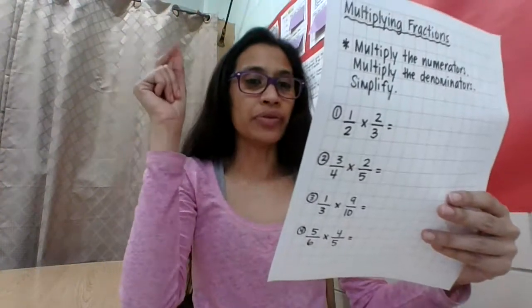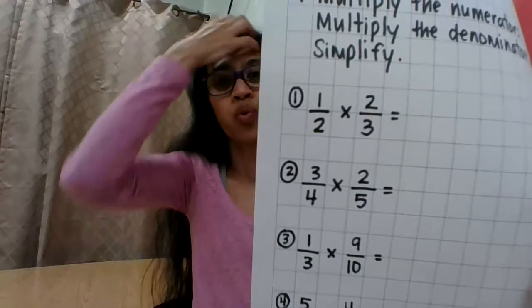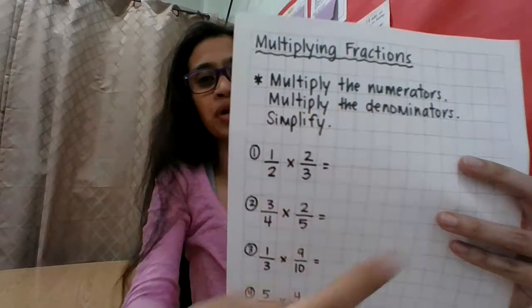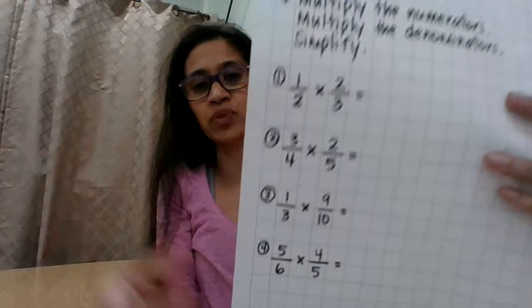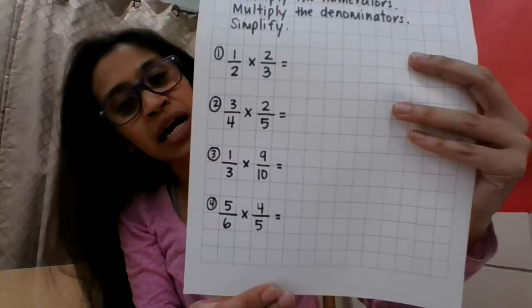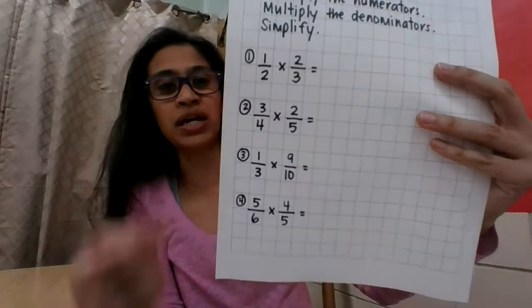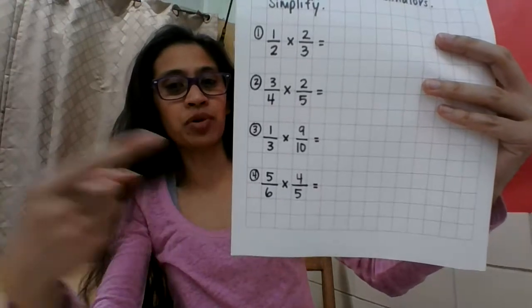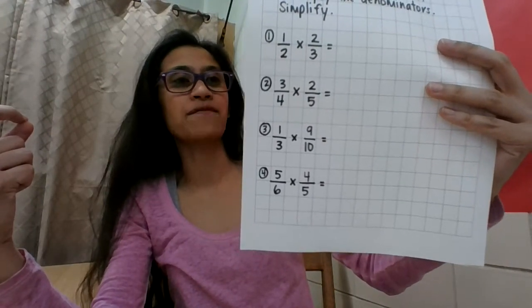So this is what I'm going to do. I am going to show you the questions, and you're going to work them out in your notebook at the end of the video. I might go ahead and work some of these out to give you an example. All right, so here's number 1: 1/2 times 2/3. And remember, the steps are multiply the numerators, then multiply the denominators, then you simplify. You can pause it if you need to and copy it down and work it out. Number 2 is 3/4 times 2/5. Number 3 is 1/3 times 9/10. And number 4 is 5/6 times 4/5.